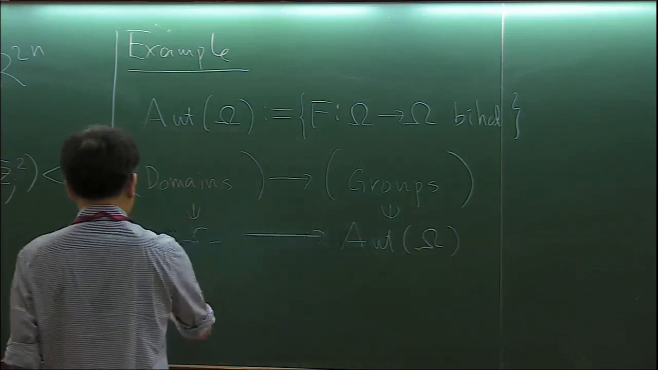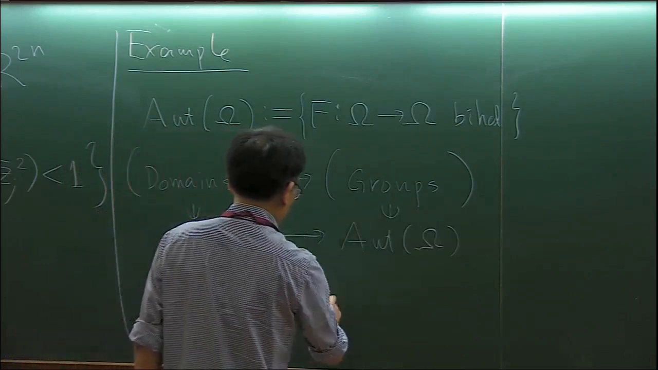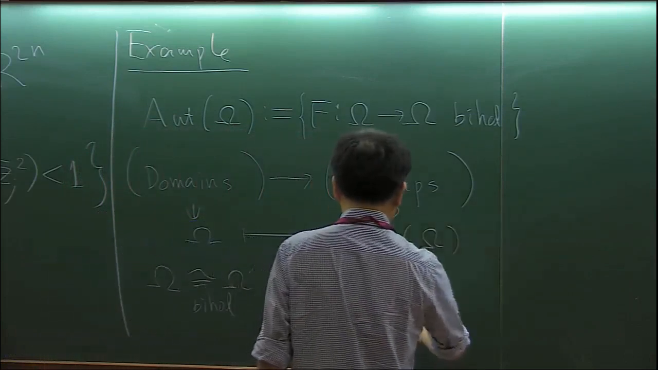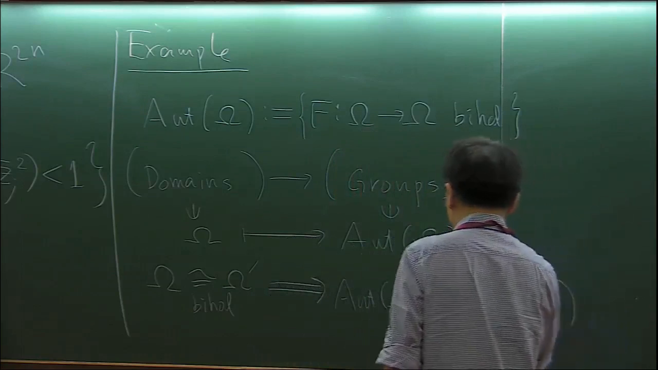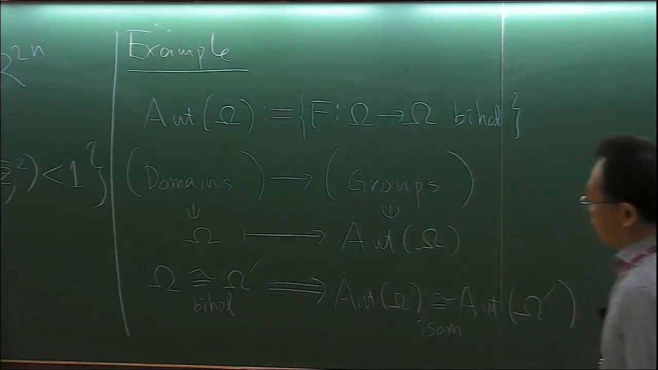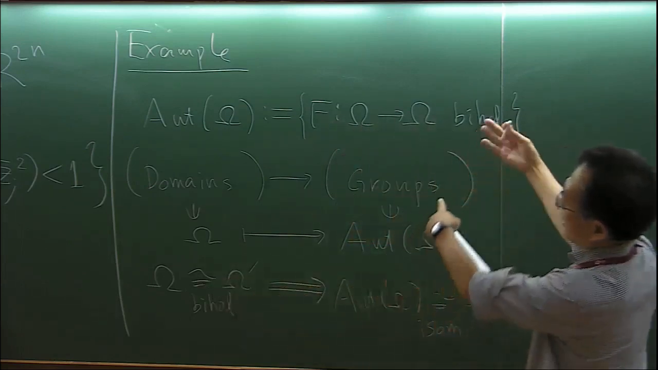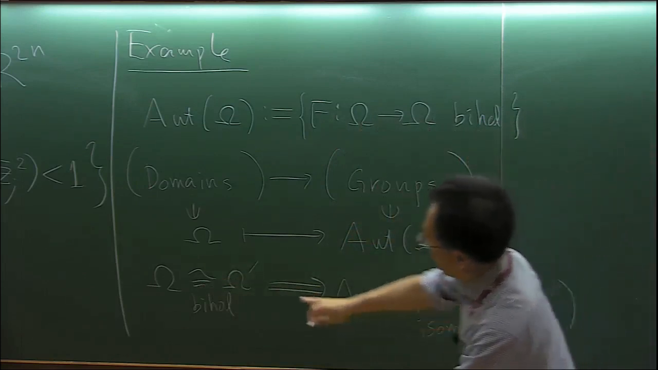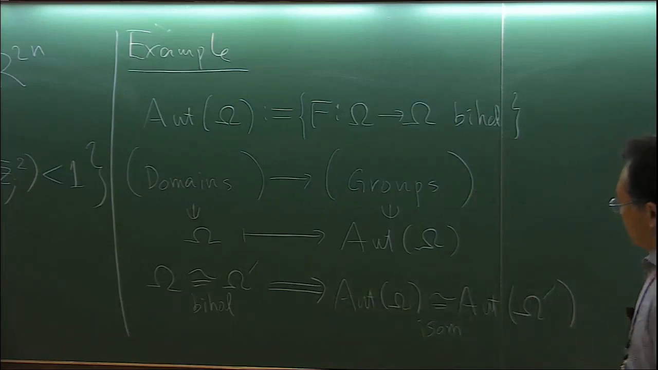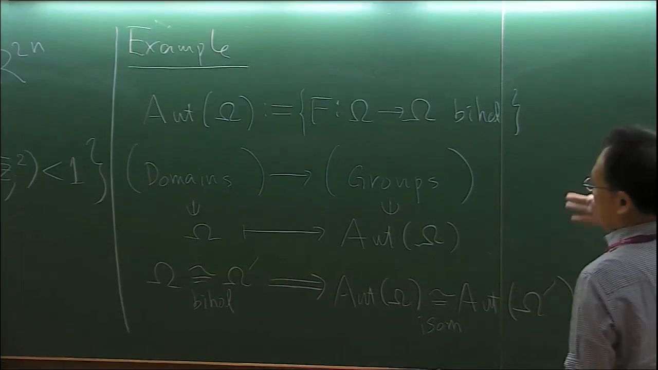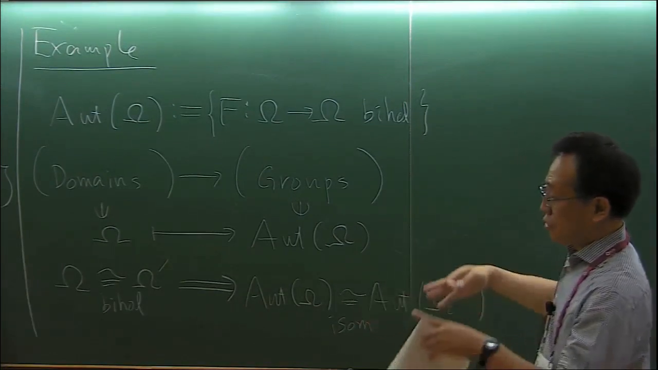If two domains are biholomorphic, then it should be true that the automorphism groups are isomorphic as groups. This is a trivial fact because you can compose this F with a biholomorphic map. You can pull back all such F on omega prime to omega, and that should be the isomorphism of the automorphism groups. So by this observation, if you can find two domains which have different automorphism groups, they should not be equivalent.